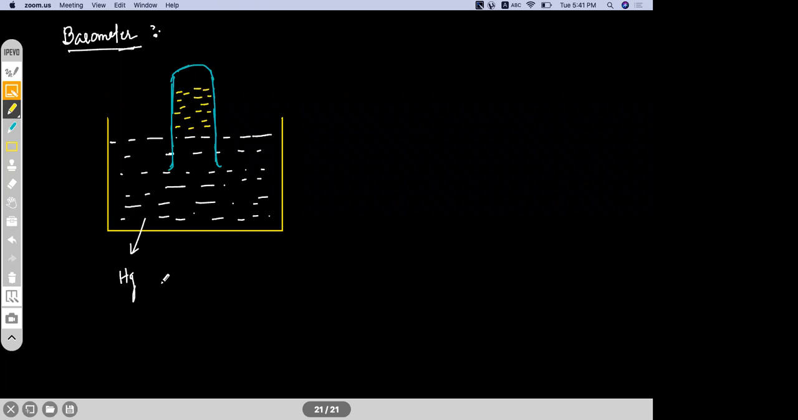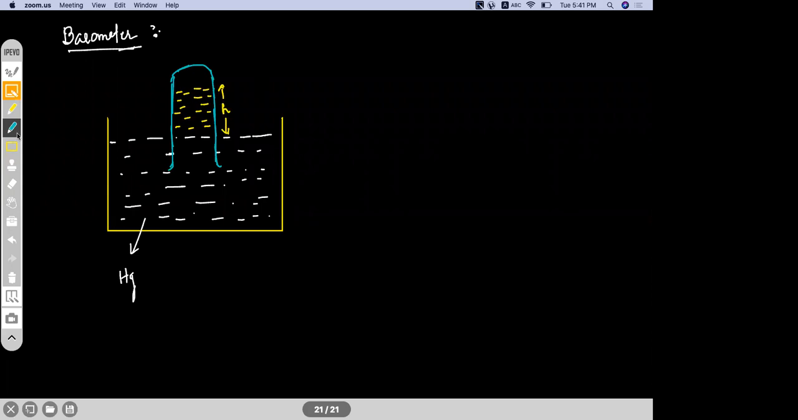Right? Suppose this height, I am assuming H, it goes to a certain height and it depends upon the atmospheric pressure. Okay, we'll discuss why and how. But obviously when you put the open end down, the mercury column will rise in the tube. And we have this arrangement here.